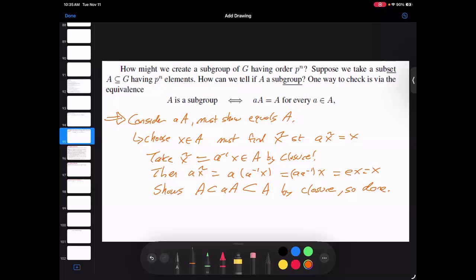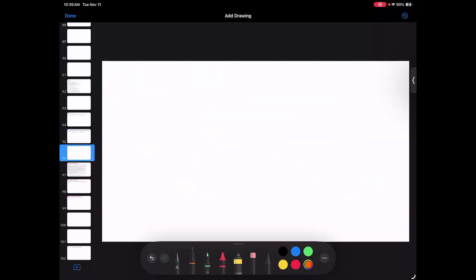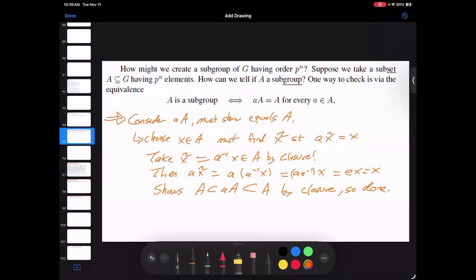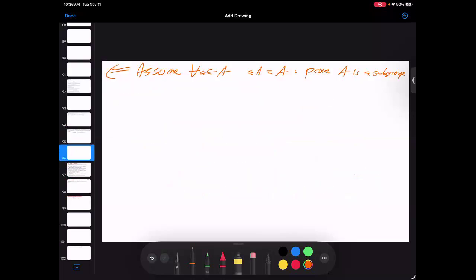Okay, so that's one direction. Now we have to do the other direction. Assume for all little a in A, a times A equals A, prove A is a subgroup. So we are now doing the other direction. We're assuming that this condition holds, so no matter what element little a you take, which properties do we have to prove?